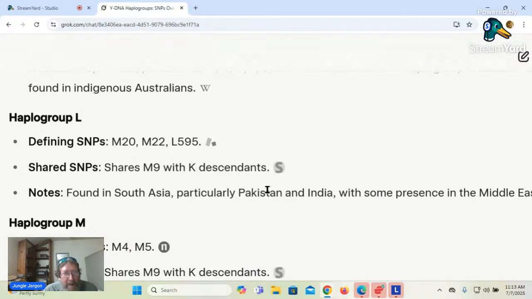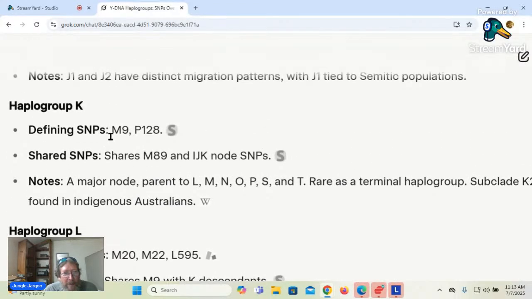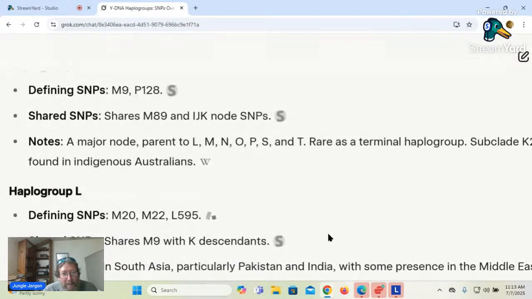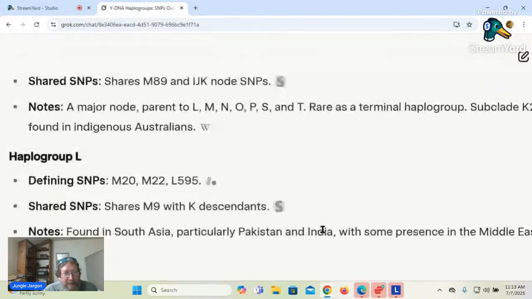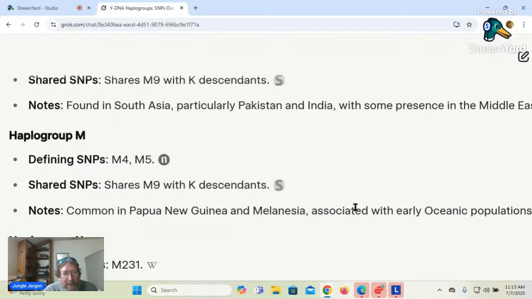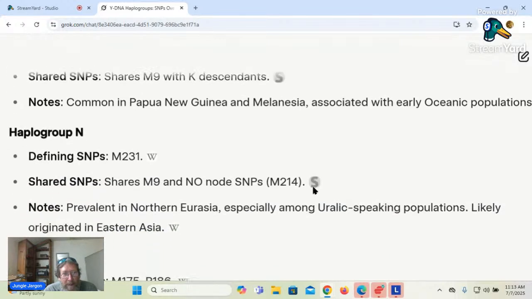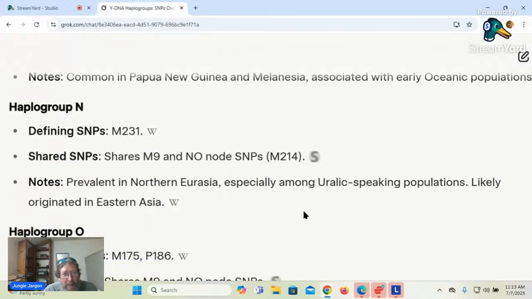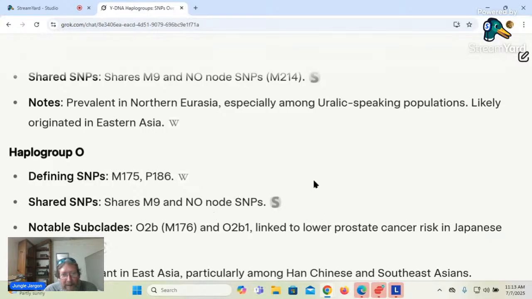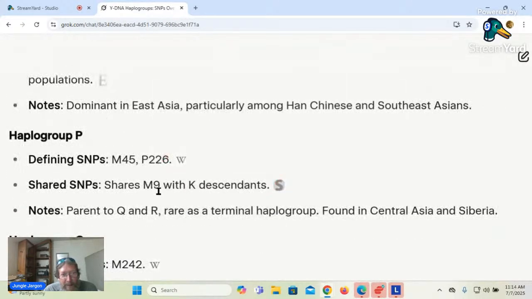The L group, I just want to see which ones all have M89. Now, Grok could have forgot to put it in, but I have to double check to see if they all do. I'm pretty sure all of them have M9, except I didn't see M9 in some of them. Okay, there's M9 there and M9 here, M9 there. Well, that's where I didn't see it, was the N and the O. M9 and P.